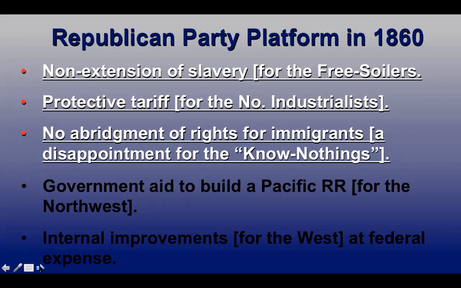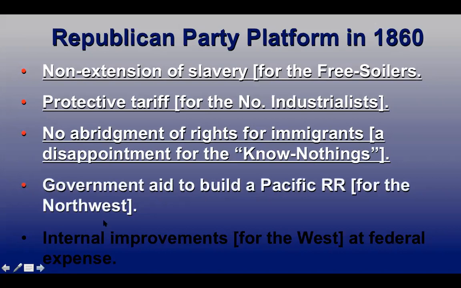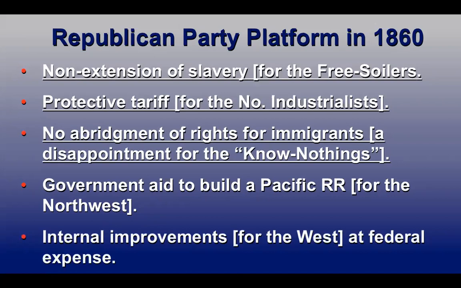They wanted government aid to build a Pacific Railroad, basically for the Northwest. They wanted to start kind of industrializing the West as much as they could. And then basically just internal improvements in general for the West that the federal government would pay for, just for the advancement of growth for the country, things like that. So that's the Republican Party platform.